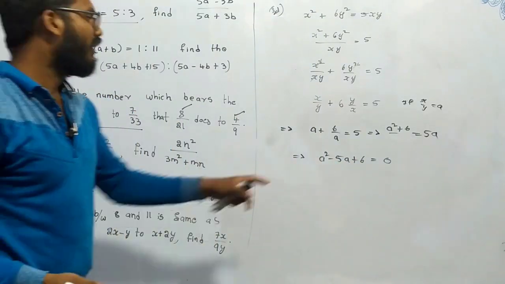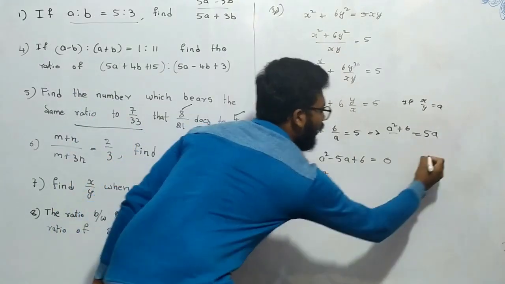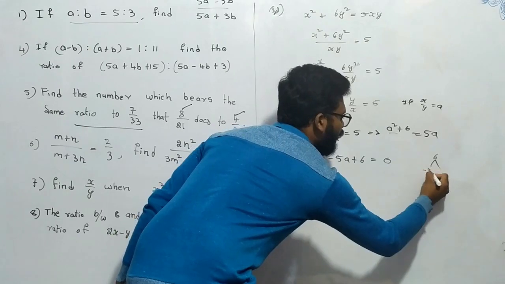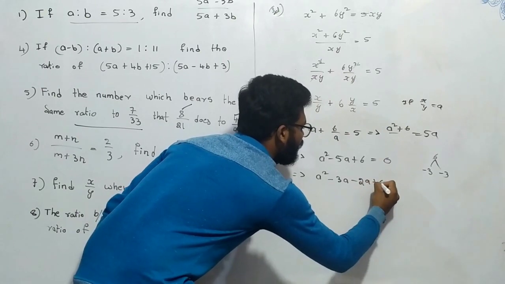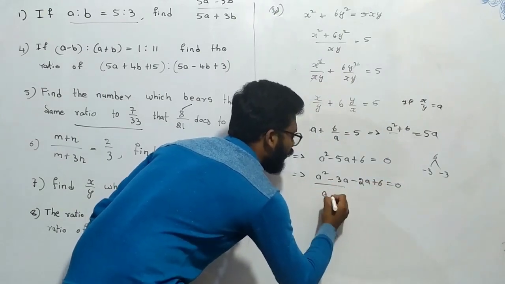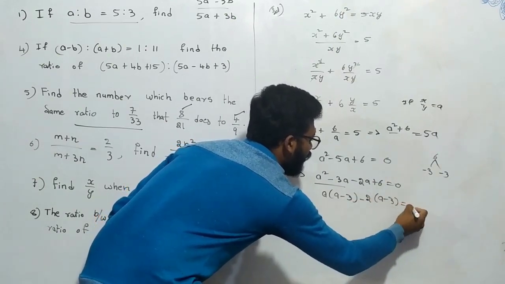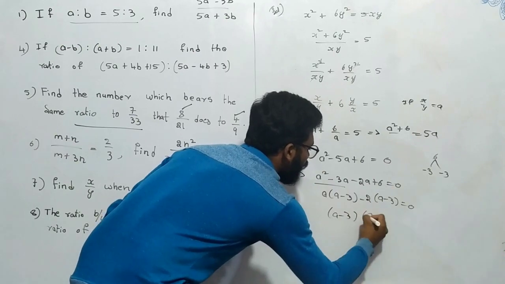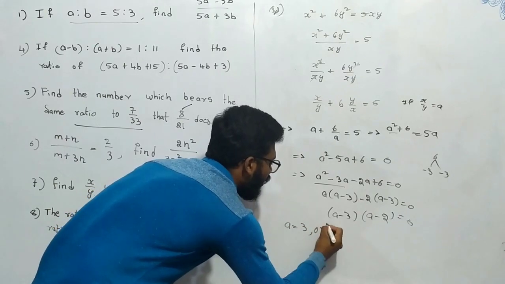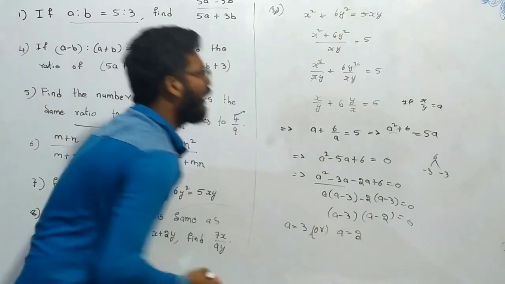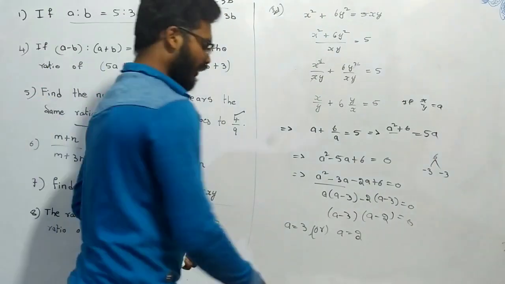So in order to find a, this is a quadratic equation in a. So what you have to do? Factors. a square, if you multiply, you have to get 6, and if you add, you have to get minus 5. So minus 3 and minus 2. a square minus 3a minus 2a plus 6 equal to 0. a is common. So a into a minus 3 minus 2 into a minus 3 equal to 0. So a minus 3 into a minus 2 equal to 0. Nothing but a is equal to 3 or a is equal to 2. That implies x by y is equal to 2 or x by y equal to 3. Next.